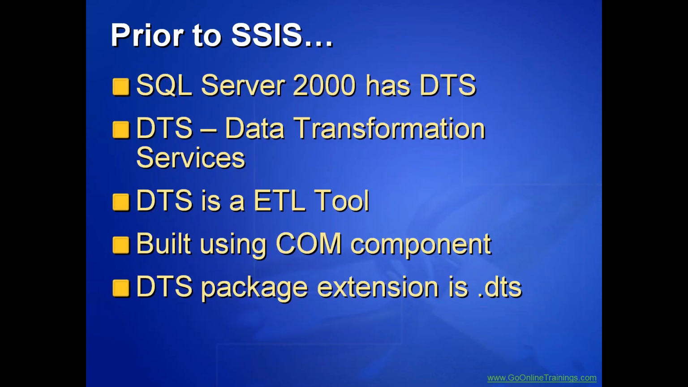Now, people may ask you, what was the first tool Microsoft had? So you can tell them that this was the tool built using COM components. DTS package extension is .dts. So before .NET came, people were using COM languages. Okay, Component Object Model. COM is not a language. COM is a model. You can say a set of rules.